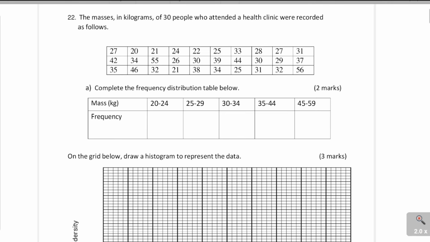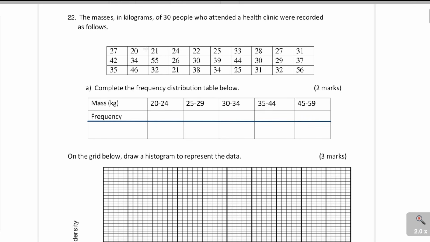Complete the frequency distribution table below. 2 marks. So you have the mass in kg, the classes are there, and you're supposed to give the frequency. To give the frequency, this is quite easy. I'll demonstrate using the first class, 20 to 24. You get the number of people who weigh between 20 to 24 kg. So from this table here, any value that is between 20 to 24, just mark it.